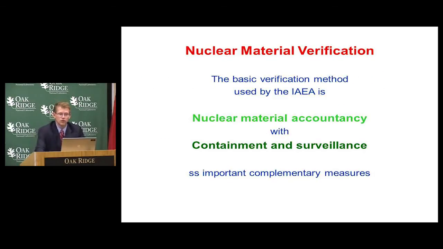So nuclear material verification is the basic method used by the IAEA to verify that these agreements are being complied with. It relies primarily on actual accounting for all the nuclear material, supplementing these verification activities with containment surveillance practices to provide continuity of knowledge in between inspections and in between the measurements.